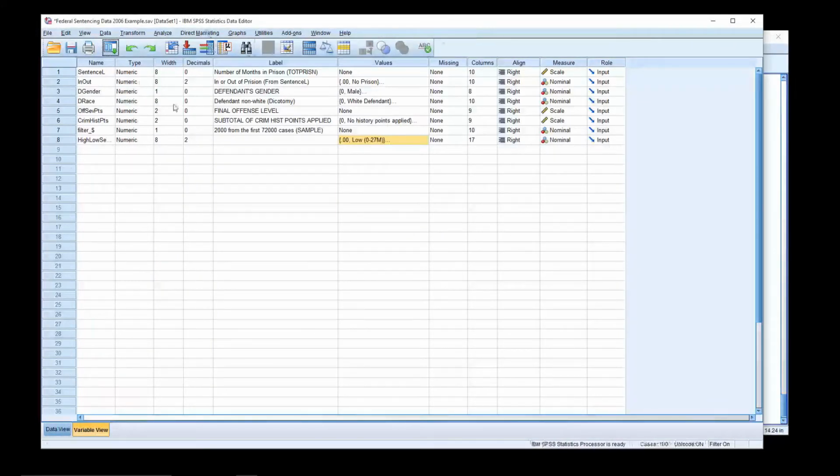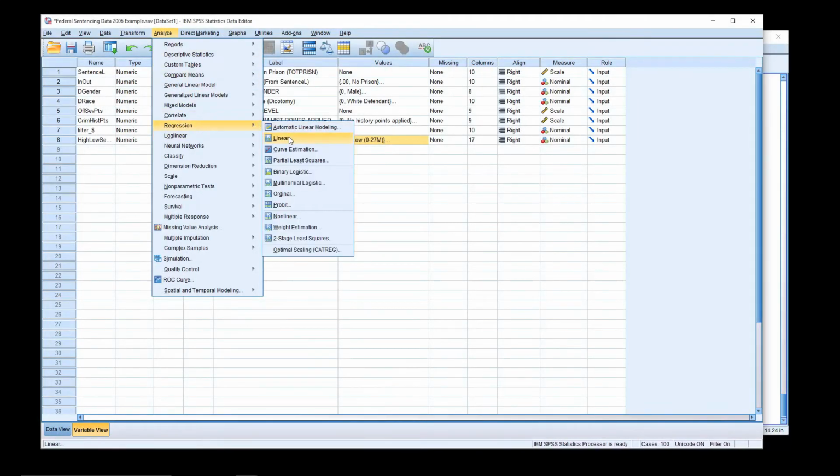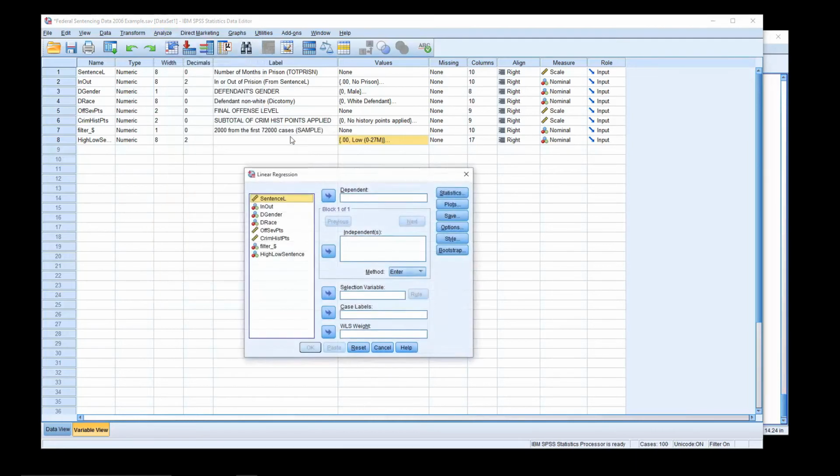First off, let's examine an OLS, or a linear regression, where we're going to basically predict the sentence length variable. So we're going to go up here to analyze. We're going to go all the way down to regression. And remember, we're going to use linear regression. The reason is because the dependent variable, in this case, we're going to use sentence length first. This is the number of months. Number of months is a ratio interval level variable, a metric level variable. So we want to use linear regression.